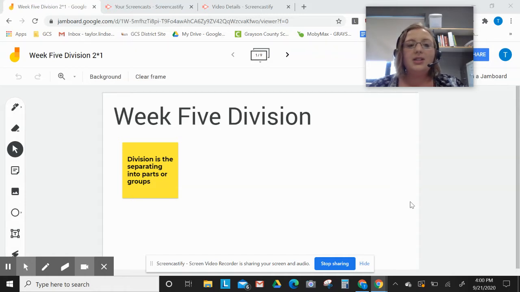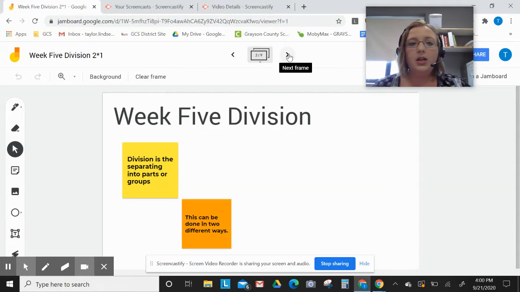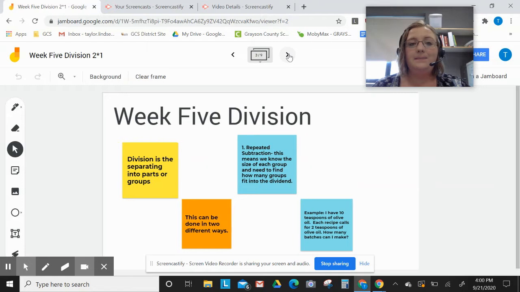So, division is where we're separating numbers into parts or groups. And I'm going to use groups a whole lot because I think it's easier to see if we're grouping things. This can be done in two different ways. The first way we're going to talk about is repeated subtraction. So, this means that we know how many is in every group, but we need to find out how many groups we can divide our total into.